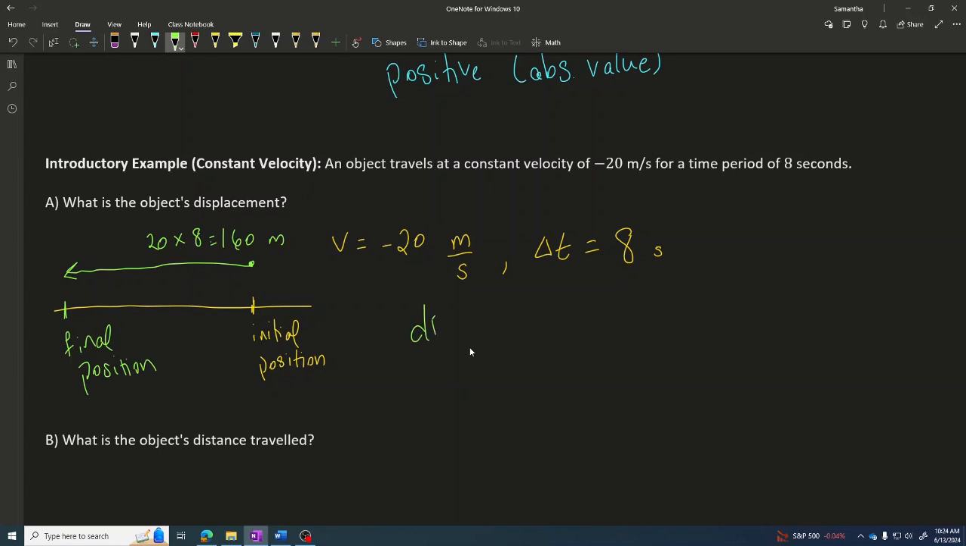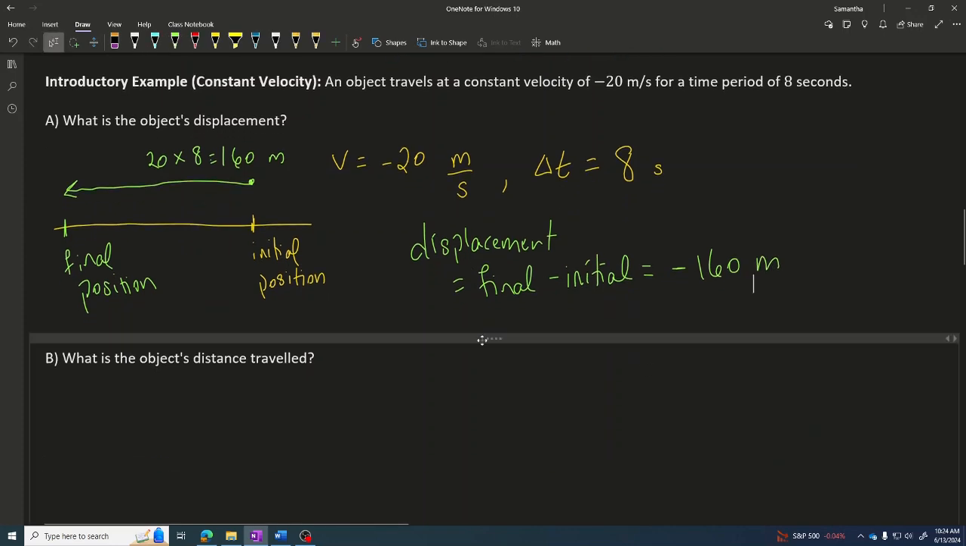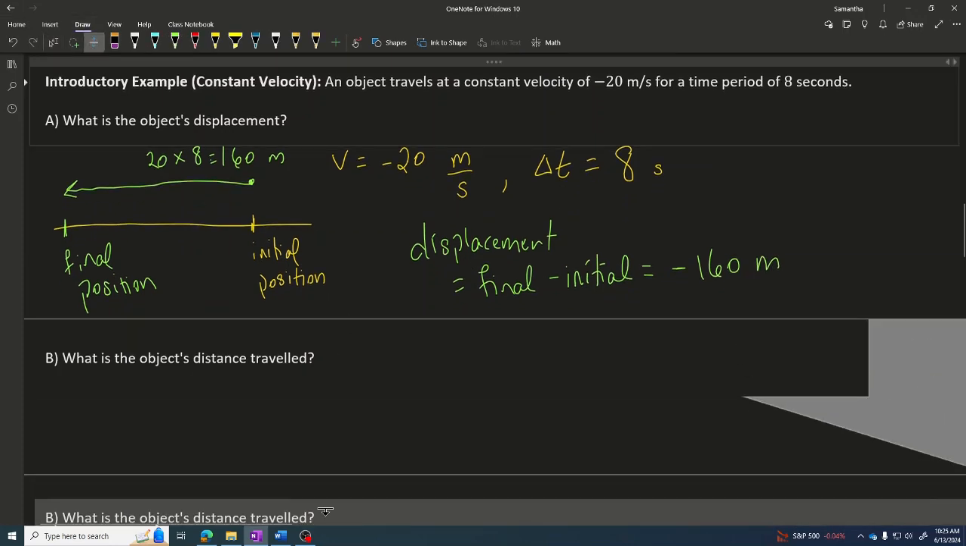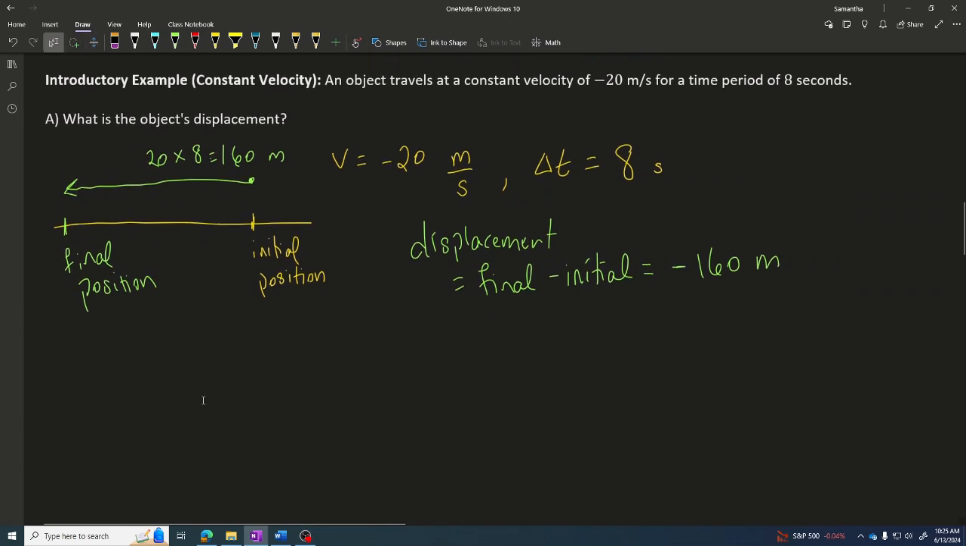So if I were going to do the displacement, I would be doing final minus initial positions. And so the final position minus the initial position would be negative 160 meters, negative 160 meters because the final position is behind the initial position.